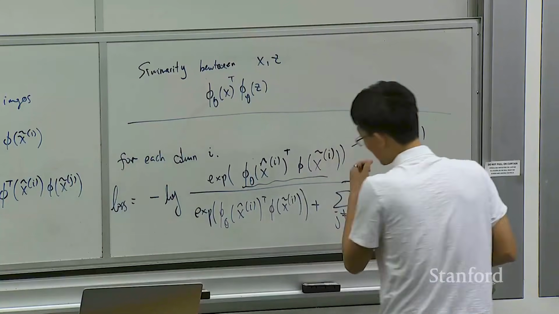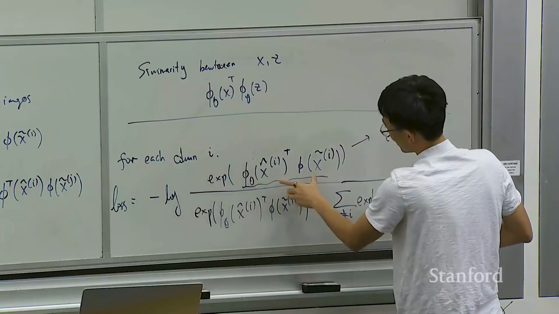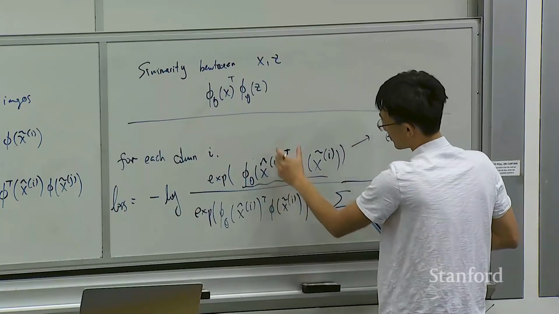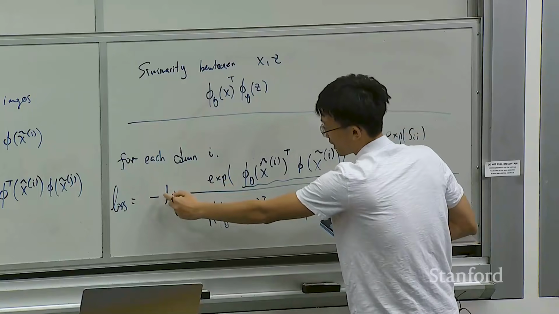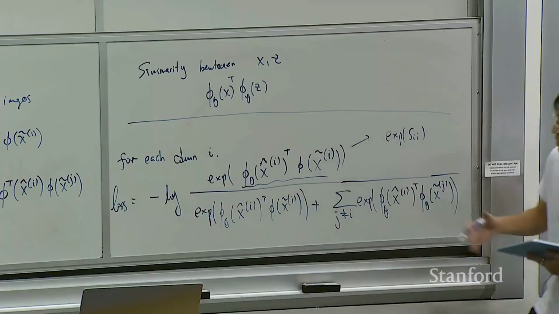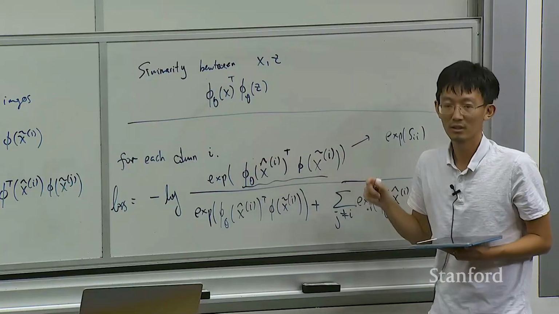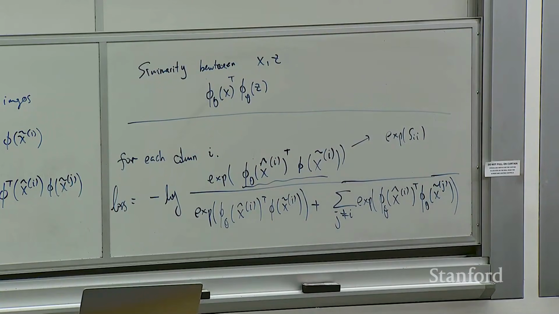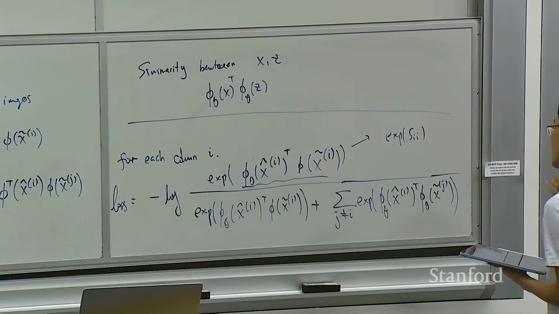So let's check that. Without this log, this is an increasing function in S_ii. If S_ii is bigger, you can verify it is an increasing function. And when you have a log, it's still increasing. And when you have the negative, it's decreasing. So basically, this loss function is trying to make this term bigger. Okay.